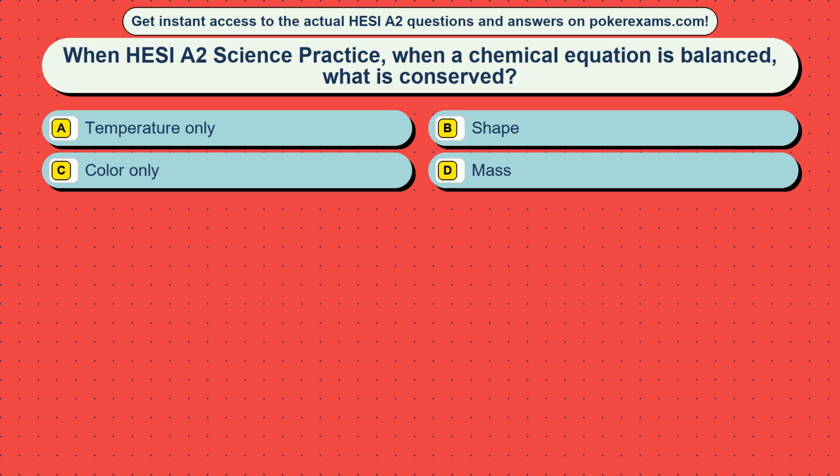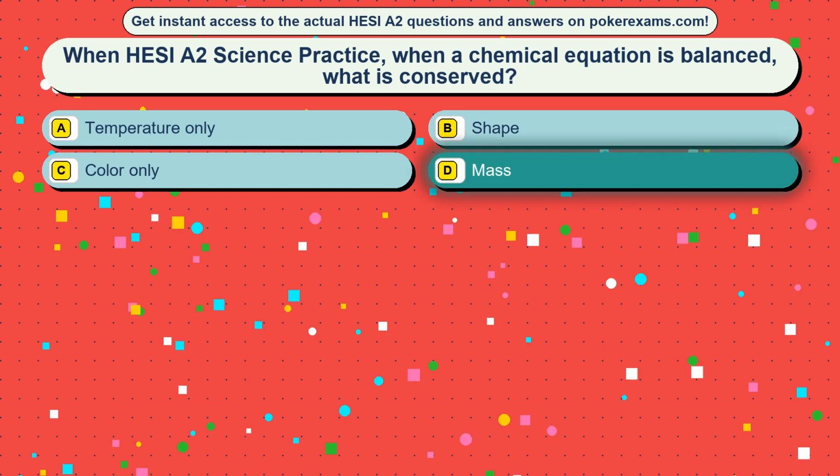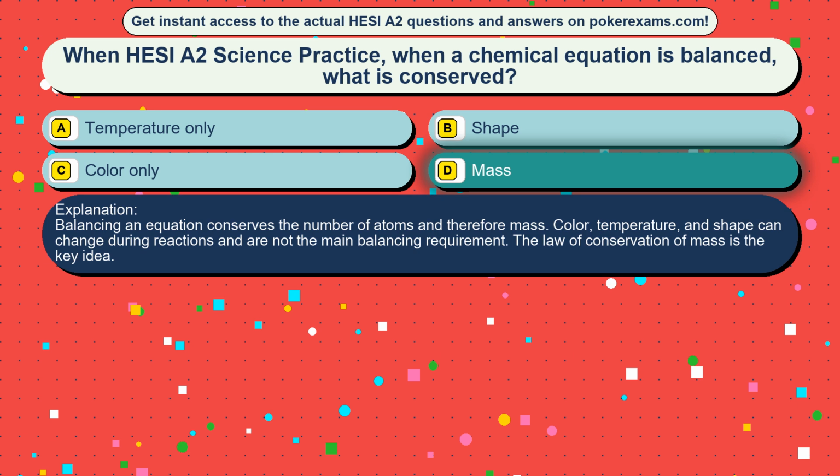Question 19. When HESI A2 Science Practice, when a chemical equation is balanced, what is conserved? Option A temperature only. Option B, shape. Option C, color only. Option D, mass. The correct answer is option D, mass. Balancing an equation conserves the number of atoms and therefore mass. Color, temperature, and shape can change during reactions and are not the main balancing requirement. The law of conservation of mass is the key idea.